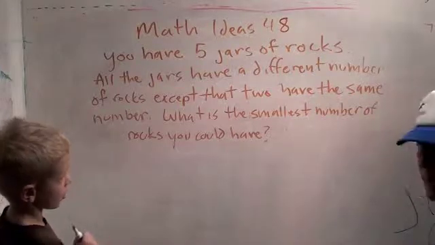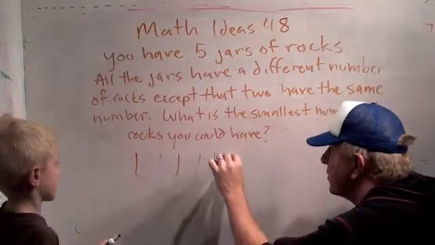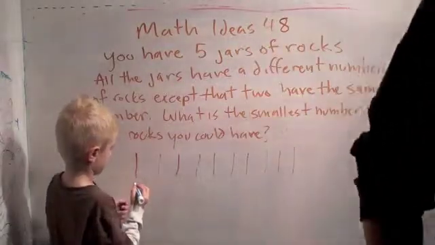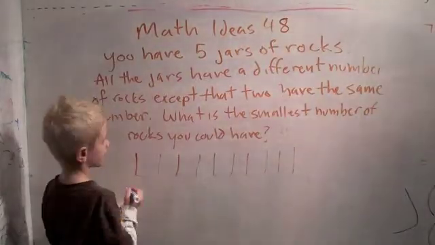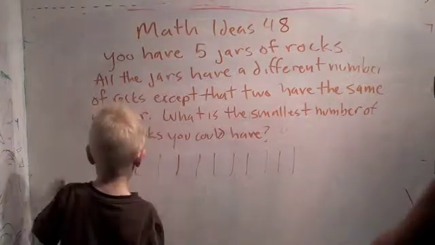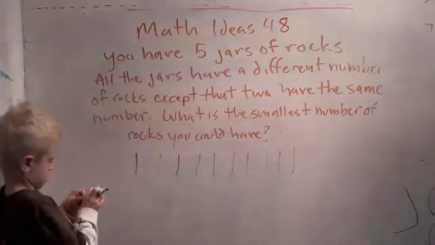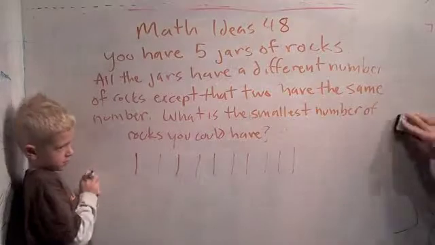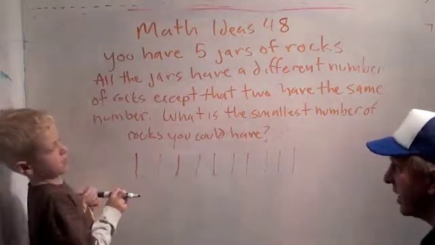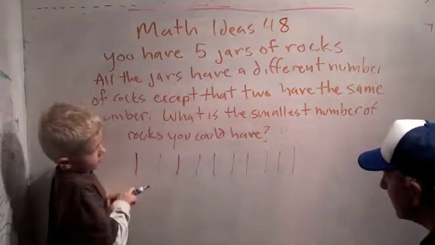So you got 5 jars. 1, 2, 3, 4, 5. They all have a different number except for 2 that have the same. And we're trying to figure out the smallest amount of rocks that you could possibly have total. The good news is you have 5 jars of rocks. The bad news is you don't have that many rocks. The only thing we know is that all the jars have a different number of rocks.